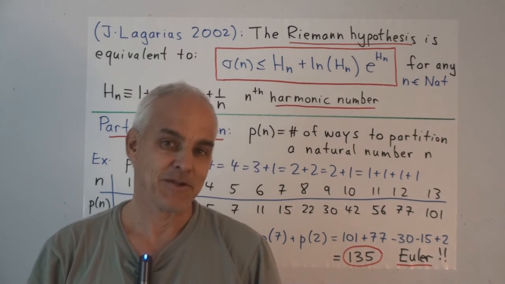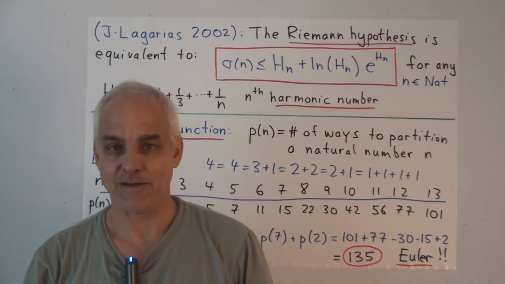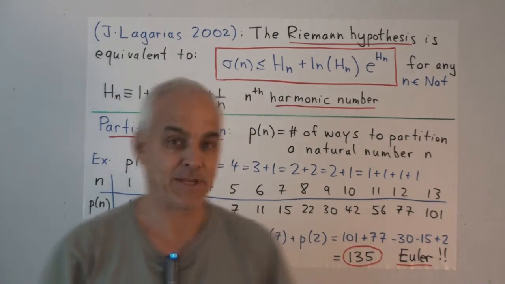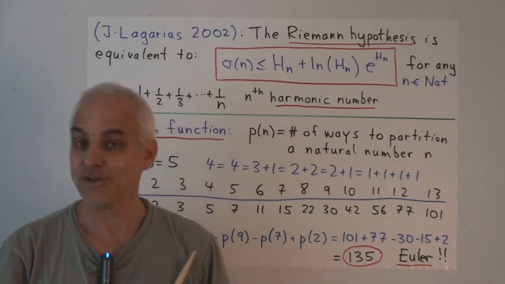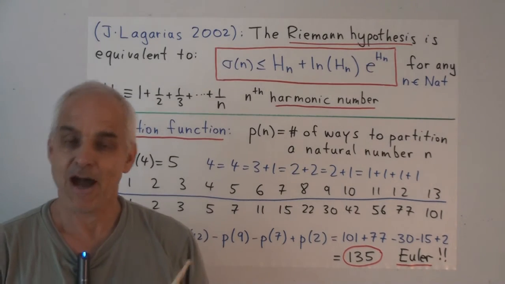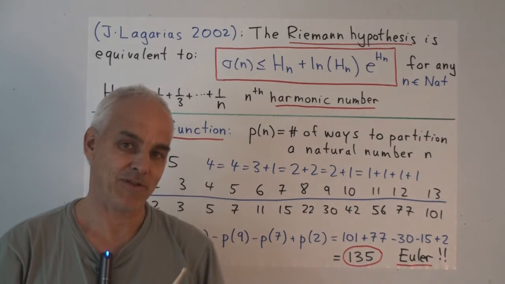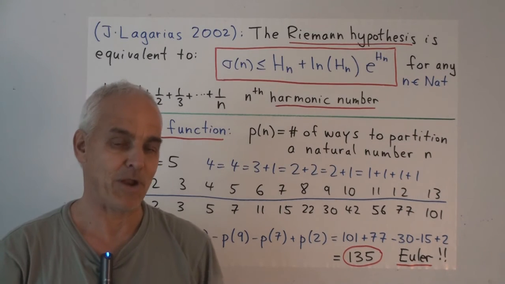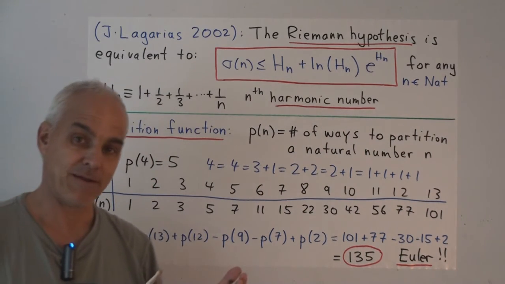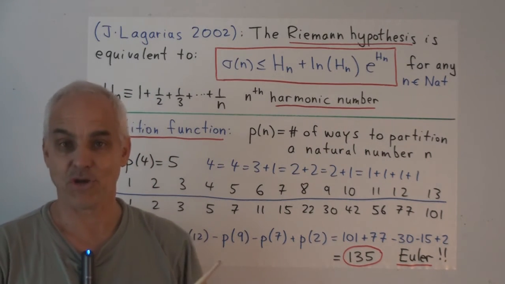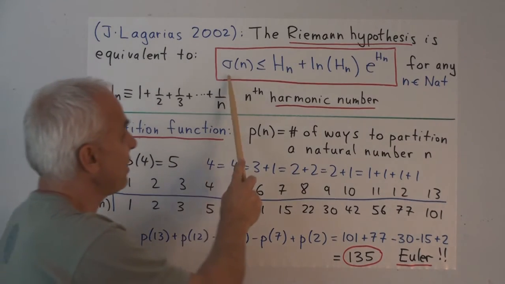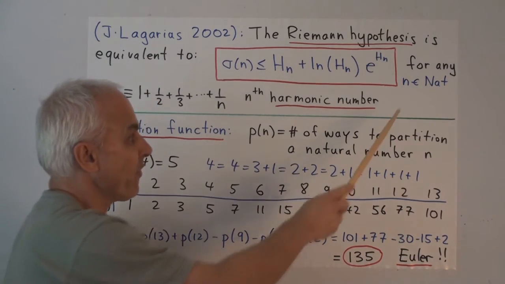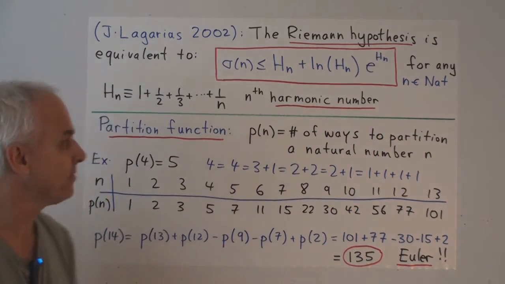And I can't resist throwing in a fascinating aside, discovered relatively recently by Professor J. Lagarias from the University of Michigan in 2002. I've mentioned the Riemann hypothesis in an earlier video. I didn't tell you what it was. It's rather complicated if you set it out in the traditional way. So here is his equivalent formulation of the Riemann hypothesis.